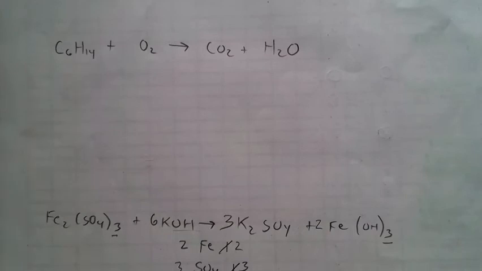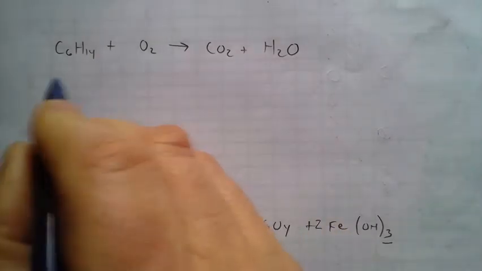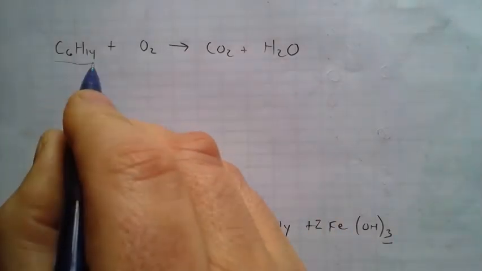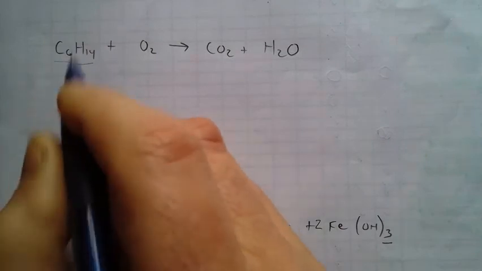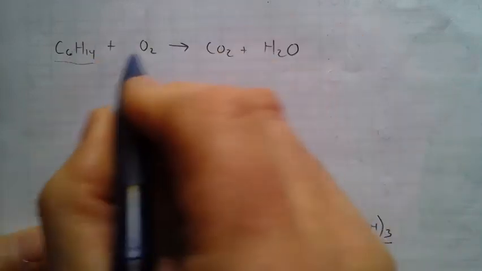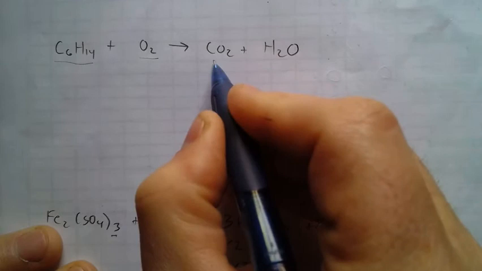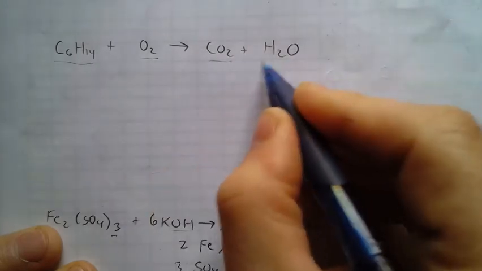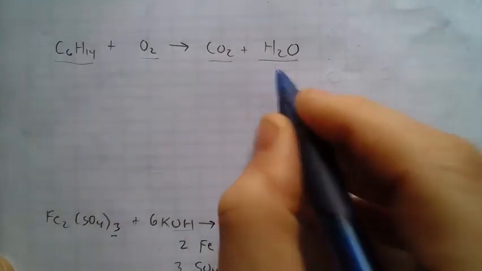Now, the last one I want to show you is a sample of a combustion reaction. Now, remember, combustion reactions are whenever you have a hydrocarbon, any compound with both carbon and hydrogen. It could also have oxygen or other things. But if it has carbon and hydrogen, and it reacts with oxygen gas, O2, it will always produce carbon dioxide and water vapor. So this is a combustion reaction.